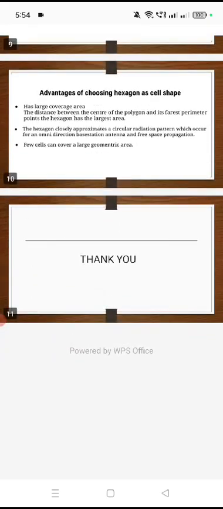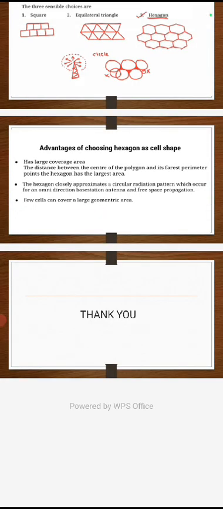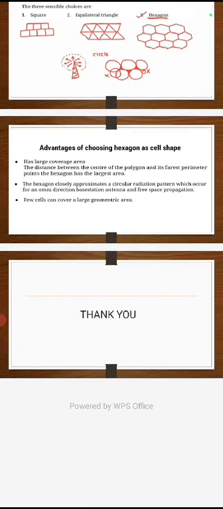Some of the advantages of choosing the hexagonal shape as the cell shape are that it has a larger coverage area. For the distance between the center of the polygon and its farthest perimeter point, the hexagon has the largest area. The hexagon closely approximates a circular radiation pattern, which occurs for omnidirectional base station antennas and free space propagation. So only a few cells can cover a large geometric area. These are some of the advantages of choosing hexagon as a cell shape. Thank you.